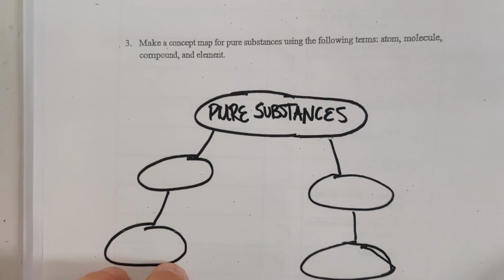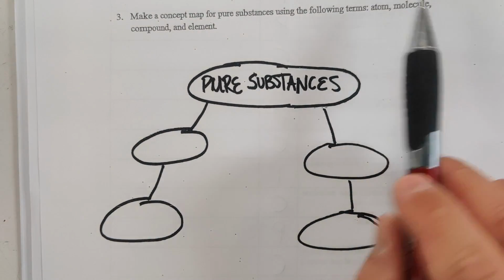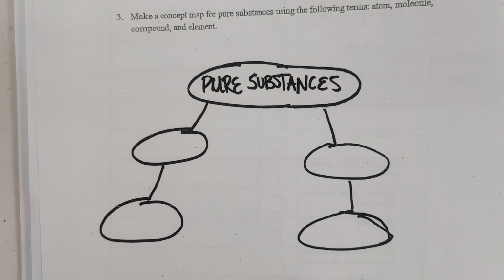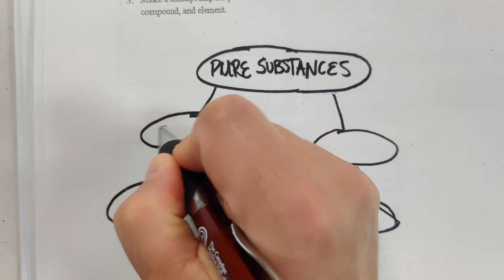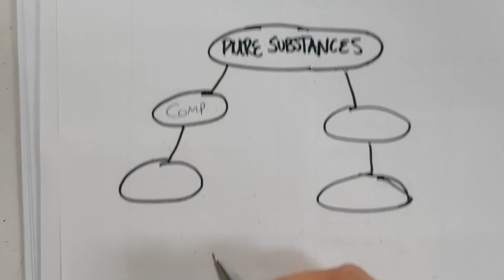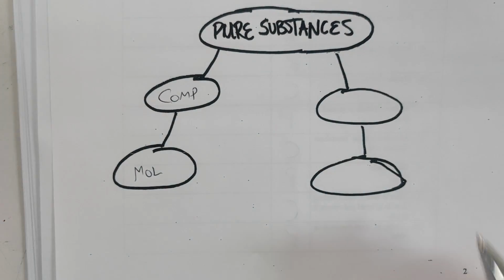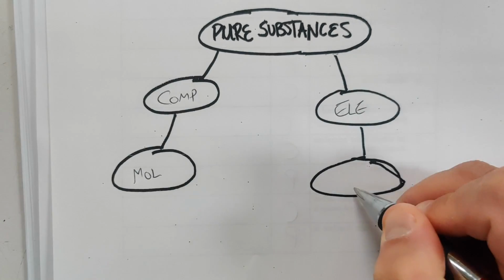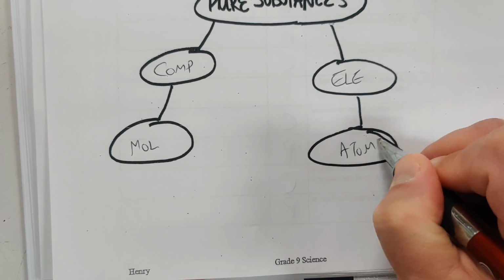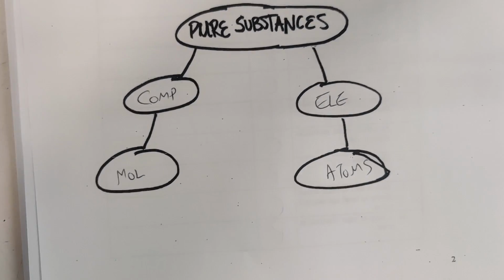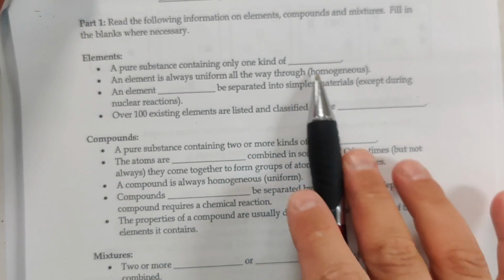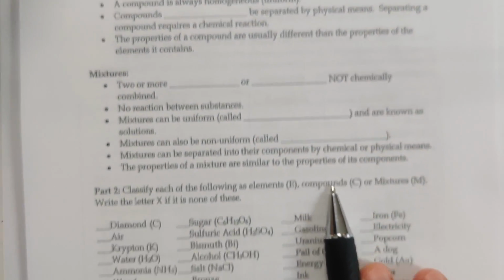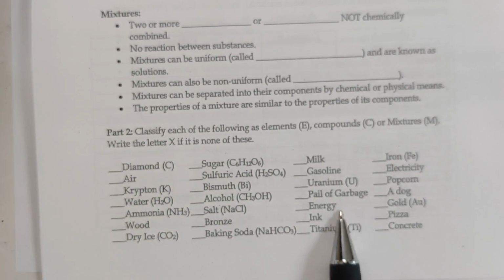And a concept map for pure substance using the terms atom, molecule, compound, and element. How would you put this? Well, you could say a pure substance. There could be compounds made up of molecules, and elements are made up of atoms. That's all they're looking for there. Take pictures of that, and then you don't need to take a picture of this, but this sheet is really great work. If you can get through this and see if you can answer these, that would be really great.